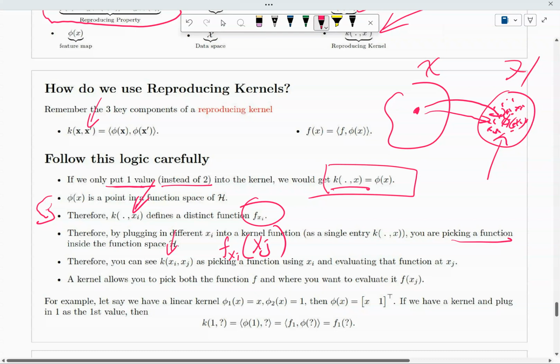So this logic is a really big jump, which you have to think about. But this right here, when you have two variables, you're picking a function and you're evaluating it. Okay. Now, that's why a kernel function that has two inputs is really special, because you can view it as using one of them to pick the function and another one to evaluate at a particular point. Okay.